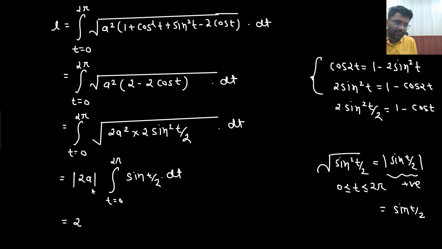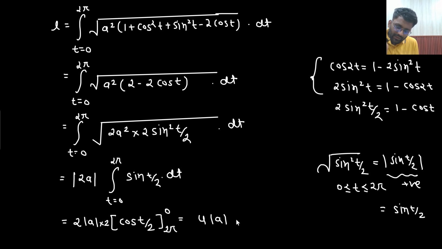2 is already a constant value, right? So 2 into mod of a. Integration of sinusoid is cosinusoid multiplied with 2. Limit is going from 0 to 2 pi. If I need to kill this negative sign, what will I do? I will interchange the limit, going from 2 pi to 0. So 4 into mod of a.